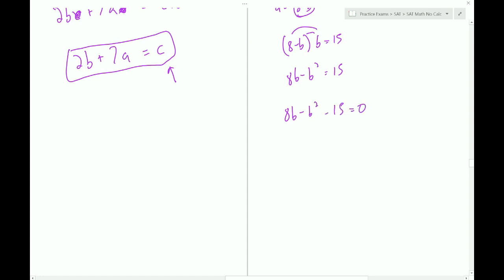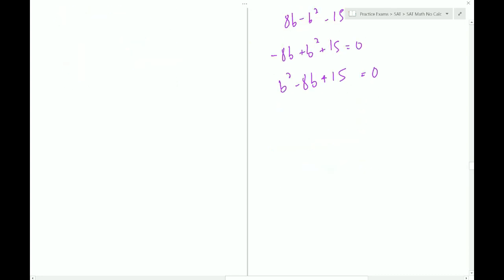Then I switch every single sign. So I get minus 8b plus b squared plus 15 equals 0. Rearrange it so that it's in a nice order. Of course, you move the sign along with the number. So, for example, this would be moved with its sign in front.